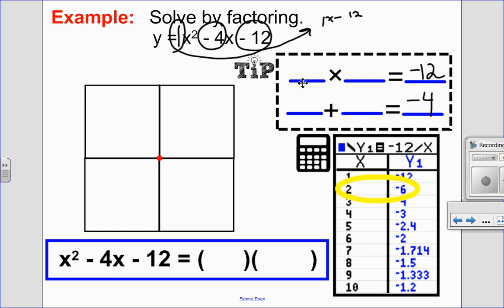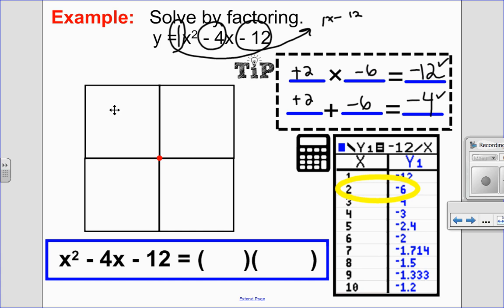So let's write that in here, and then we're going to just check it. So positive 2 and negative 6. So 2 times negative 6 is negative 12, yes. And 2 plus negative 6 is negative 4. So I know I found the correct factors.